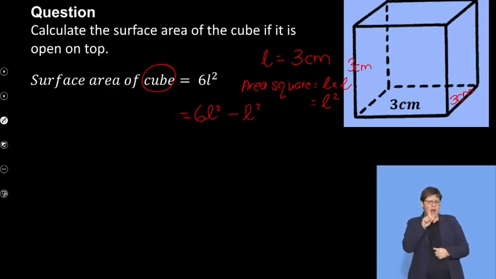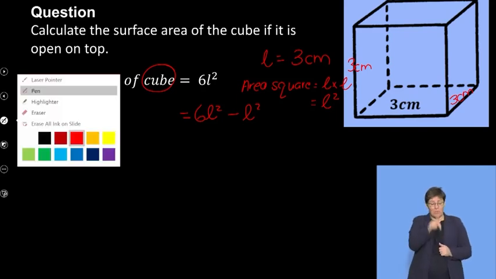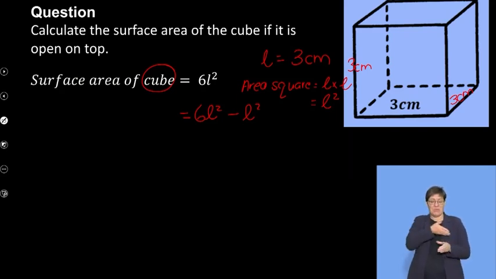Now, why have I subtracted an L squared? We have to remember that this top square is open. So we're not going to be including this top square in our actual calculation because it's not going to have an impact on my actual calculation. So if I have 6L squared and I subtract L squared, that's going to leave me with 5L squared.